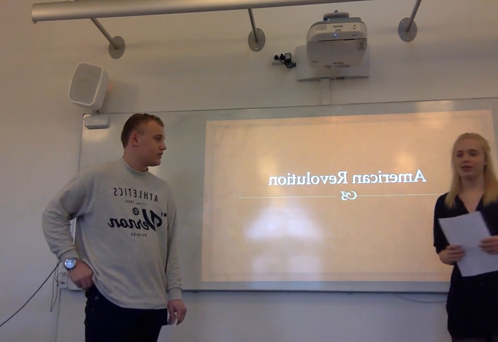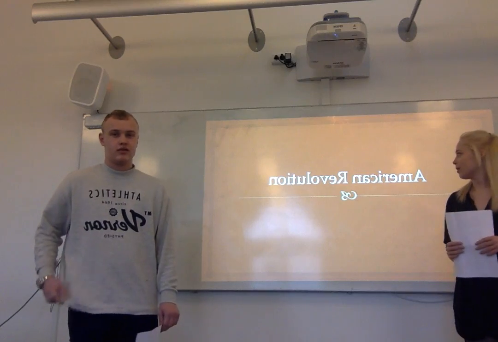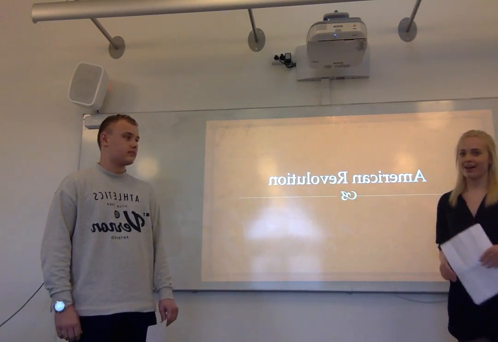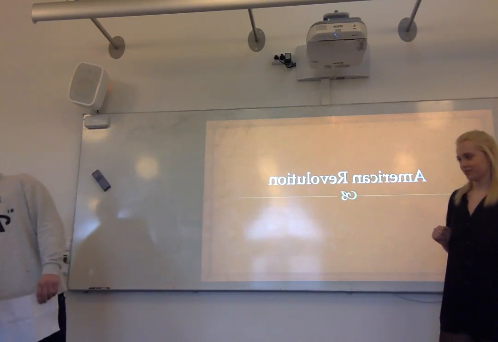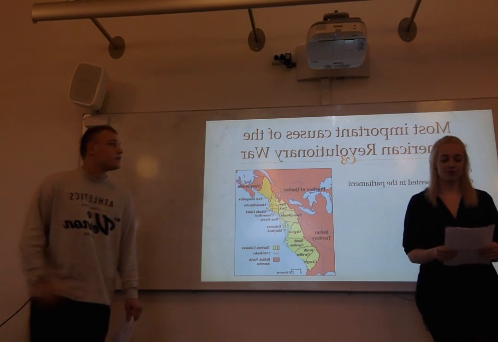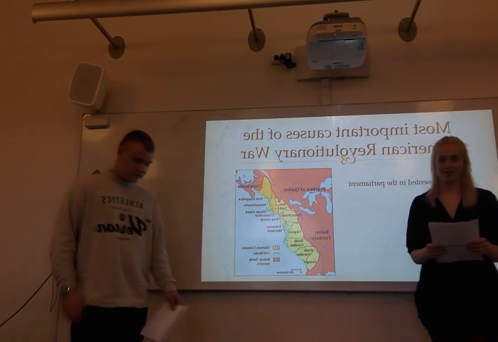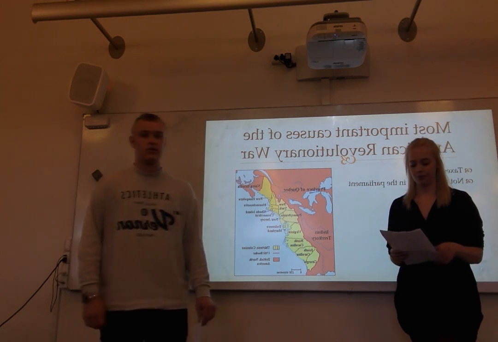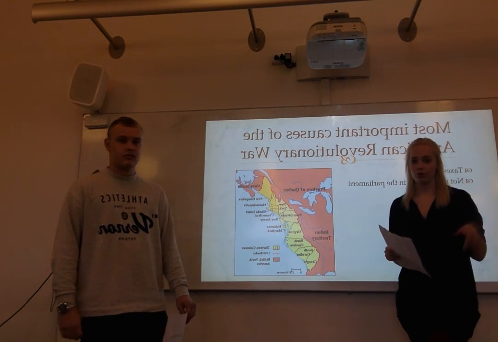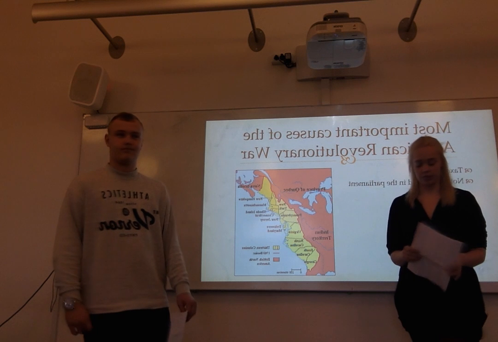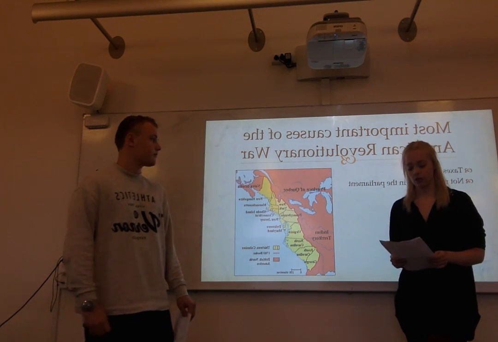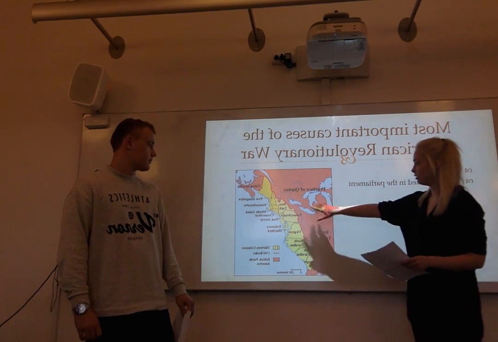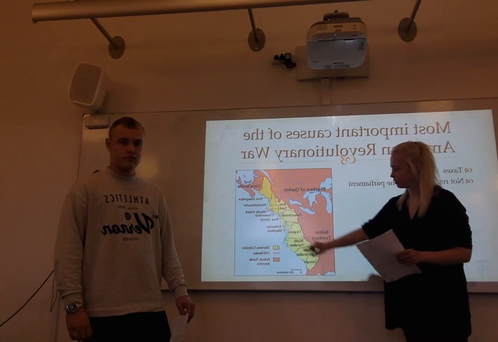Okay, we are going to talk about the American Revolution. First, the Revolutionary War began in 1775 and ended in 1783. Before the war, the land that later became part of the USA consisted of 13 colonies, as you see in the picture here.